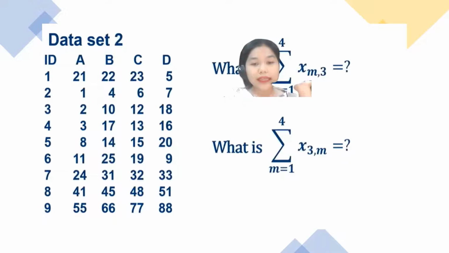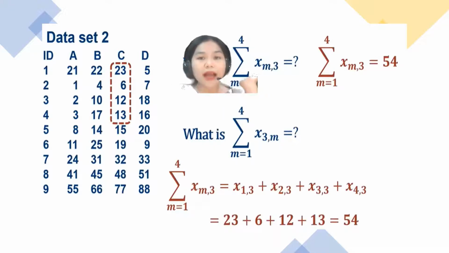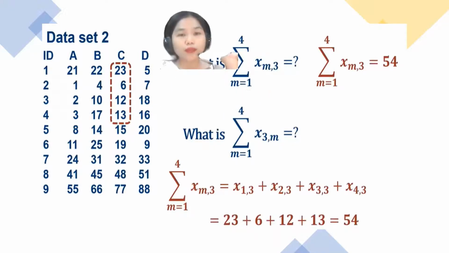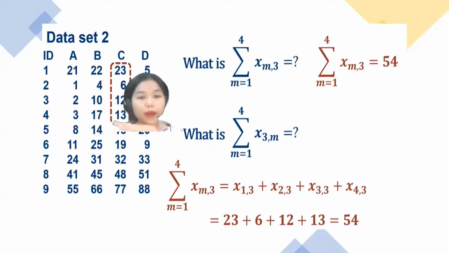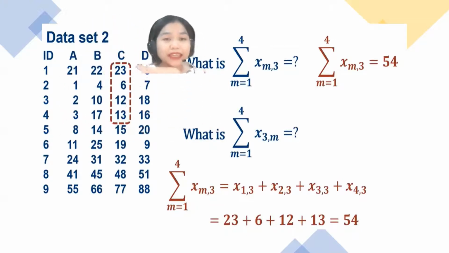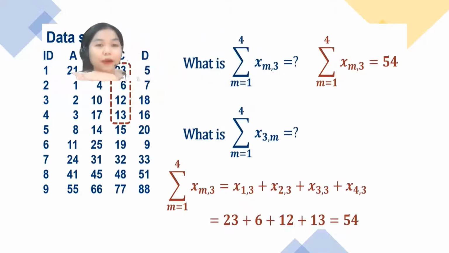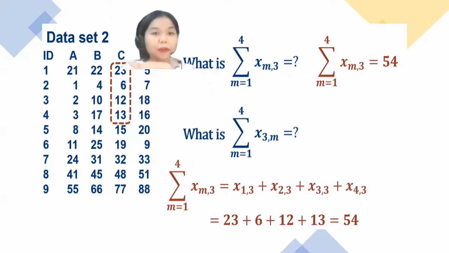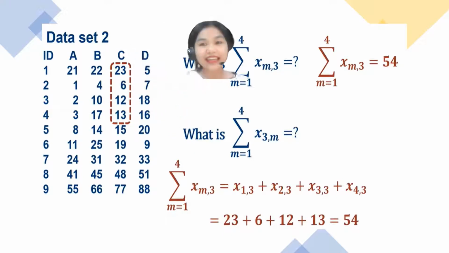To answer this, we need to identify xm. Ang m daw ay row. So rows 1 to 4. Let's count: 1, 2, 3, 4. Ibig sabihin, nasa mga values na ito ang part ng dataset. But let's try to check the column. Ang sinasaad dito ay 3 or third column. Ibig sabihin, 1, 2, at saka 3. Ito lang po yung kasali specifically sa ating dataset. Rows 1 to 4, column 3. So, the answer is 54.